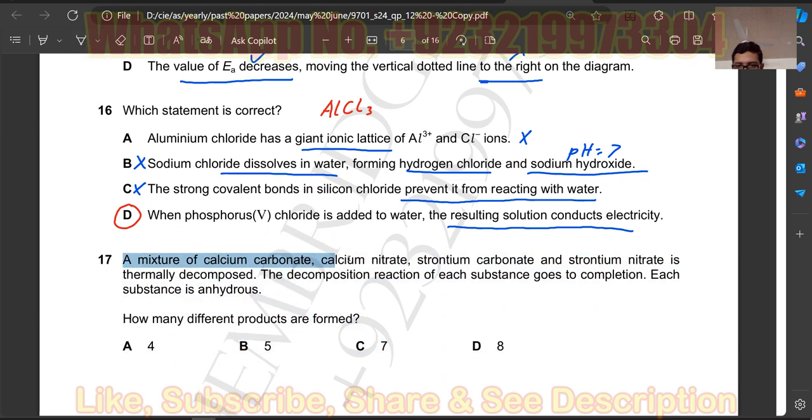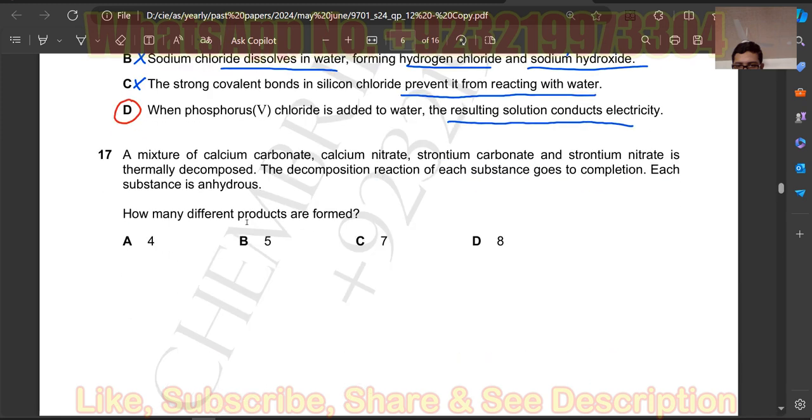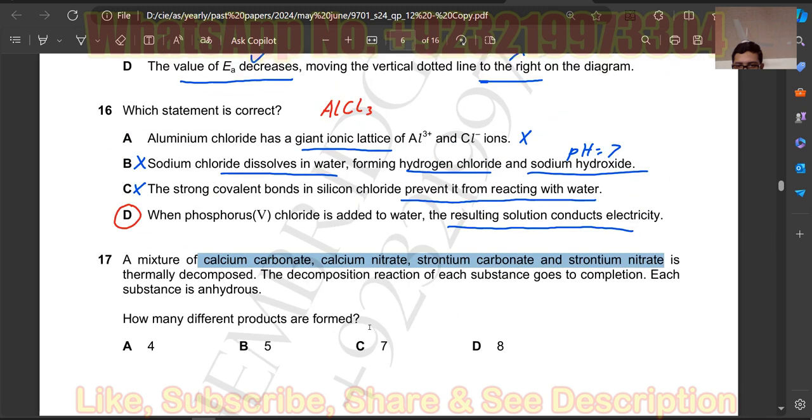Then question number 17. A mixture of calcium carbonate, calcium nitrate, strontium carbonate, and strontium nitrate is thermally decomposed. The decomposition reaction of each substance goes to completion. How many products are formed? Okay, so here in this case, we have to completely decompose all these four given compounds: calcium carbonate, calcium nitrate, strontium carbonate, and strontium nitrate. So I'm going to show you the working.